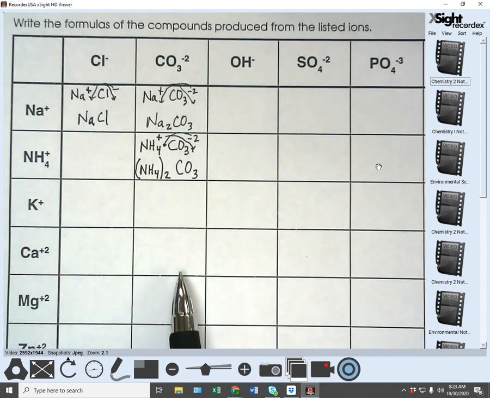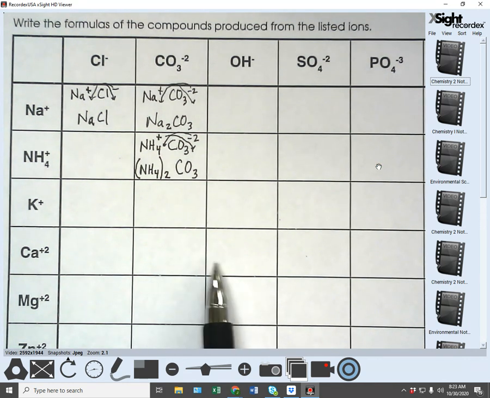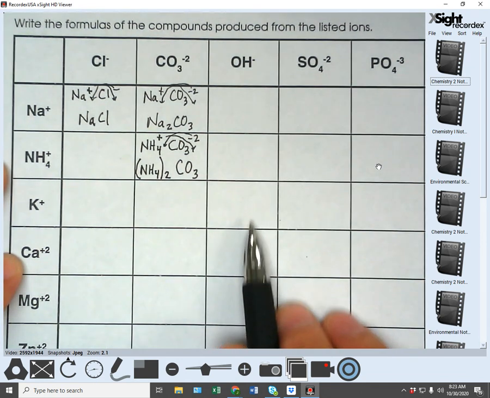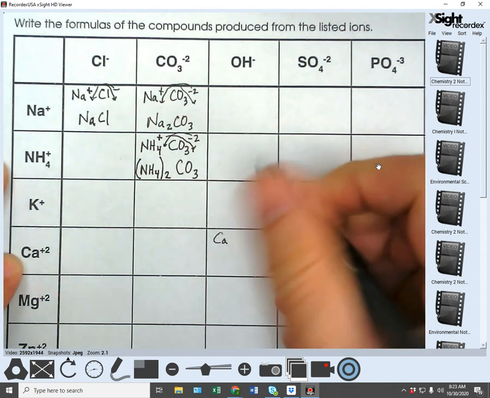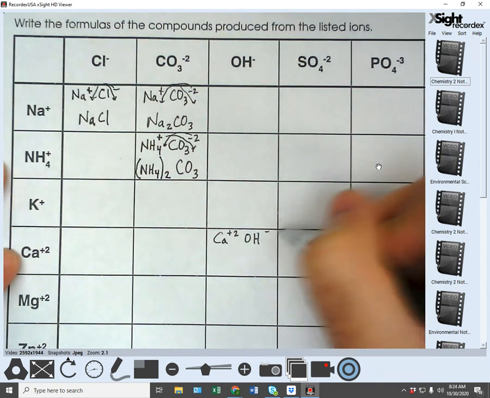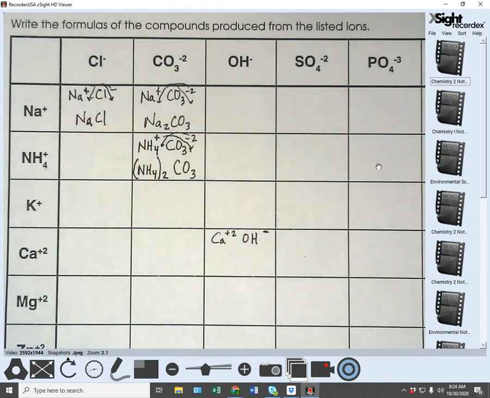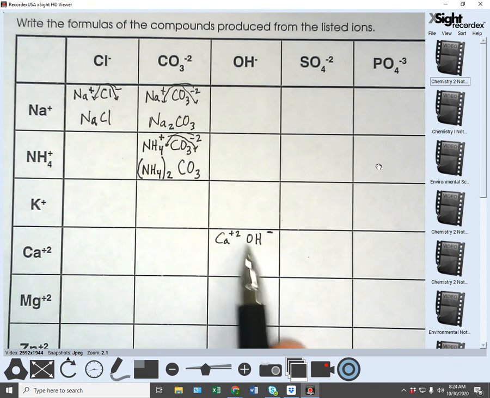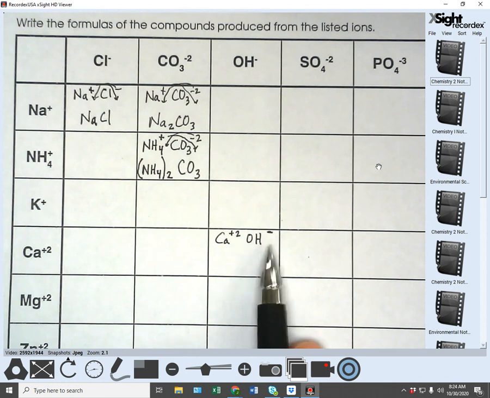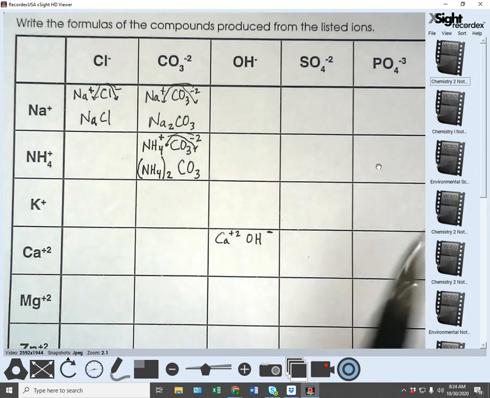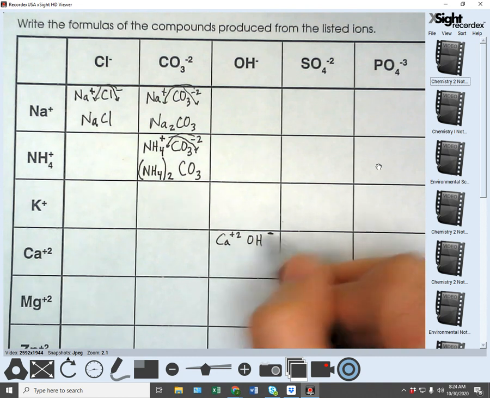So let's go down to here. Let's do the Ca and then the OH. Okay, so the Ca plus 2 and the OH negative 1. This is one that sometimes people forget. They sometimes forget that hydroxide, the OH, is a polyatomic because there's no subscript number here. But we know it's a polyatomic because there's 2 capital letters, which means 2 different elements. Okay, so we have this when we cross down.